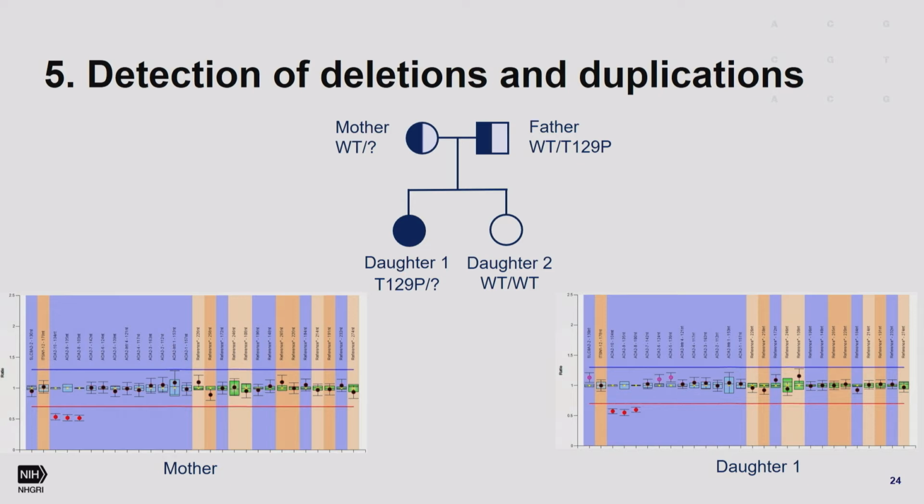When we did this assay on daughter 1 and on the mother, we saw that exons 8, 9, and 10 were deleted in both of them. So that means mom is a carrier, so we can substitute the question mark with exon 8, 9, 10 deletion for mother, but she's only a carrier, though she's not affected. And daughter 1 now has 2 mutations, the T129P and the exon 8, 9, 10 deletion. So she's affected.